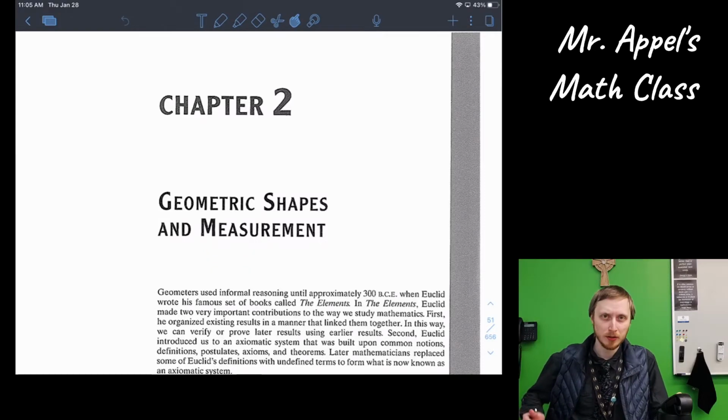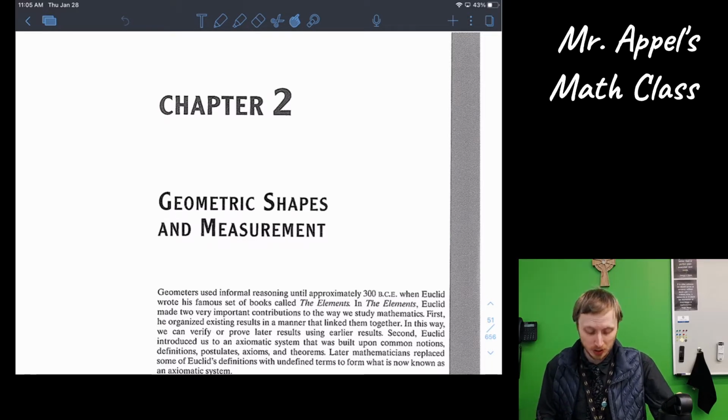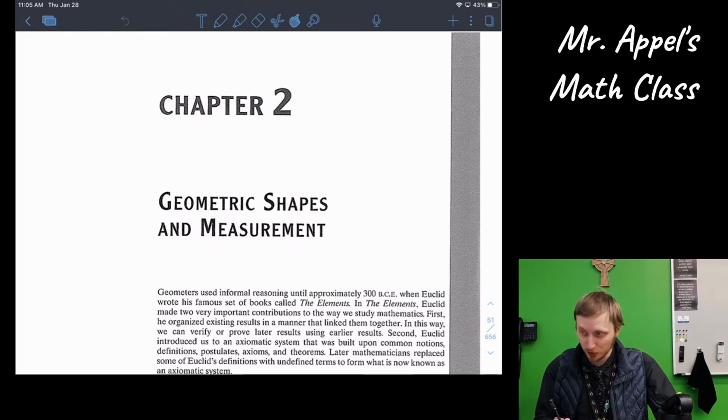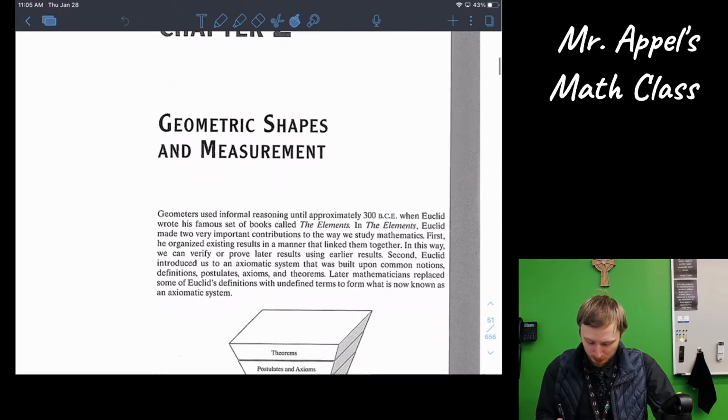Hello and welcome to another read-along of College Geometry, a problem-solving approach. Today we are beginning Chapter 2 on geometric shapes and measurement.